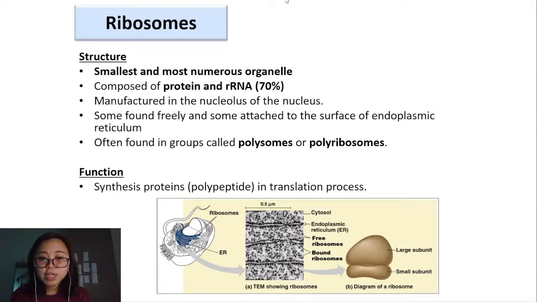Some are found freely and some are attached to the surface of endoplasmic reticulum. Ada yang terapung-apung di dalam cytoplasm, ada yang melekat kepada organel lain yang digelar sebagai endoplasmic reticulum. Dan biasanya kita akan jumpa ribosom dia terkumpul dalam kumpulan. They are often found in groups called polysomes or polyribosomes. Poly meaning many. The function of ribosomes is very simple. They synthesize proteins or polypeptides in the translation process.